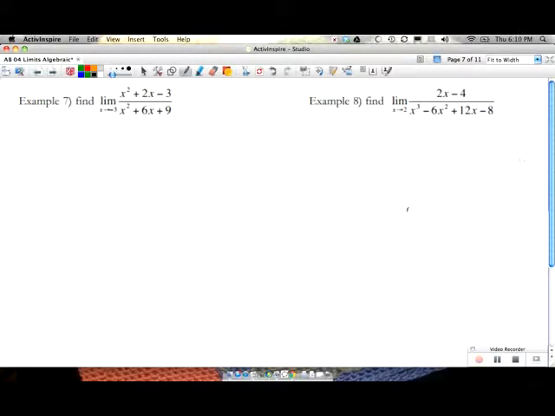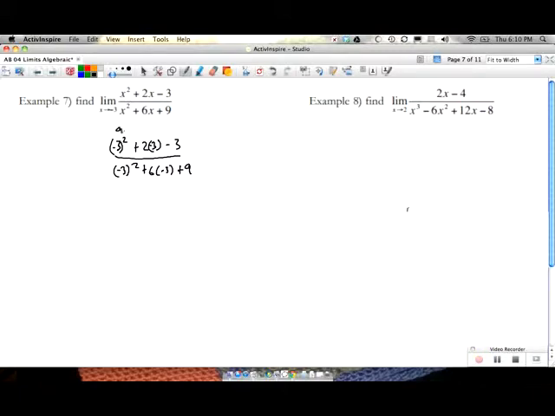All right, let's look at some more that's similar. Not exactly the same, but still similar. All right, this one. We plug in 3 to the top, what happens? We got 3 squared plus 2 times 3 minus 3. Oh, that's a negative 3, pardon me. Negative 3, that matters. All over, and then we got negative 3 squared plus 6 times negative 3 plus 9.